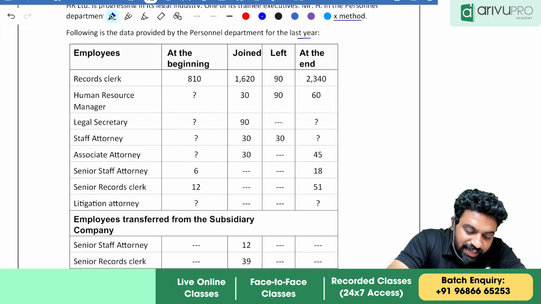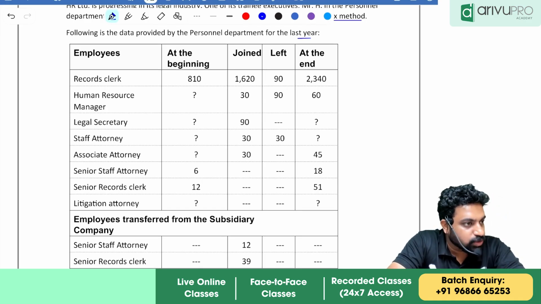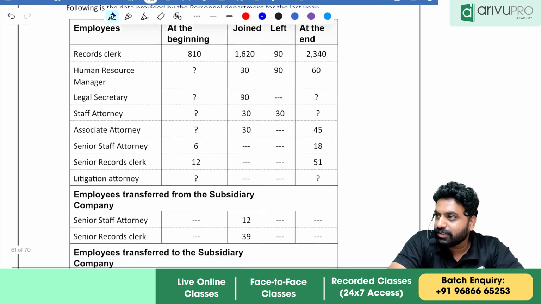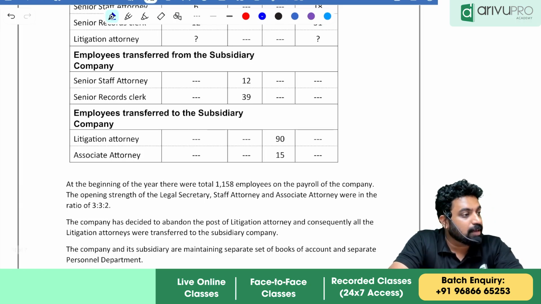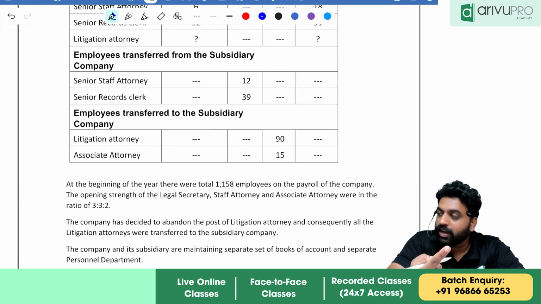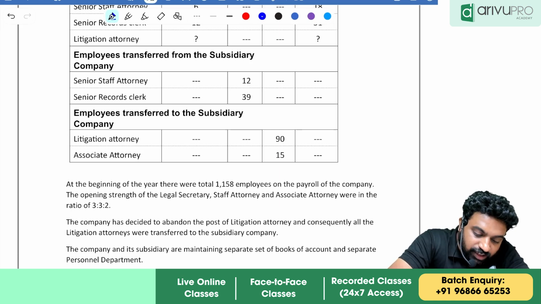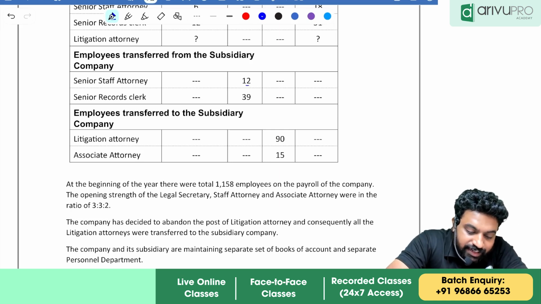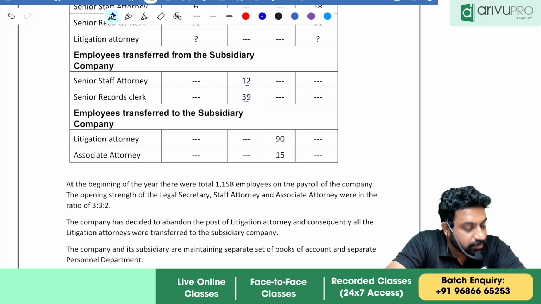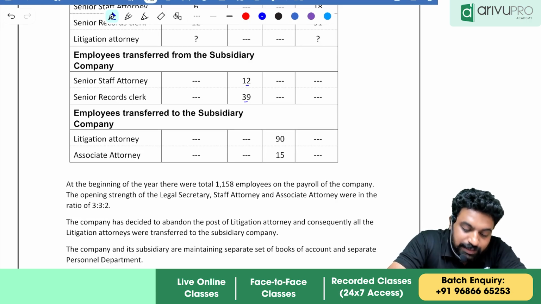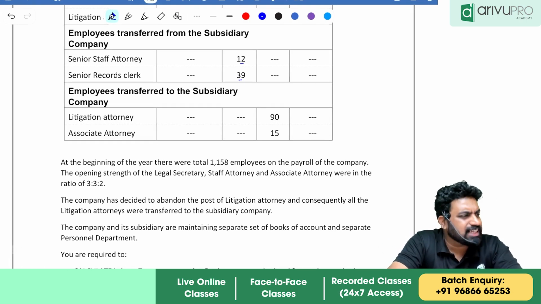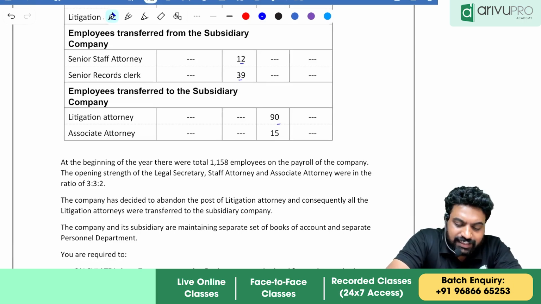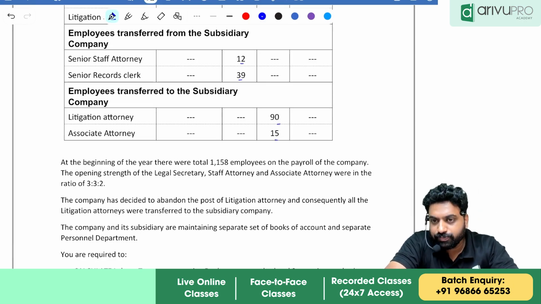At the beginning of the year, we had so many employees, a few question marks. Joined is there, left is there, at the end, what is there? That is there. Now, employees transferred from the subsidiary company, that is, they are coming to our company, which is not recorded above. Senior staff attorney 12 are coming in, senior records clerk 39 are coming in. Employees transferred to the subsidiary, that is, we are transferring our employees to our subsidiary, which is as good as separation, no? That is 90 and 15, these are not recorded above.